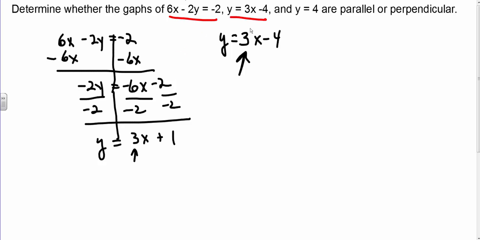Now let's find out about the last one. We've got y equals 4. Remember, it's y equals mx plus b. b is the 4, so we know the y-intercept of this one is 4. But what is the slope of this one? Since there's no x appearing there, that means that the slope is 0, because 0 times x is 0. So the slope of this one is 0. 0 is not the negative reciprocal of 3, so it's not perpendicular. And 0 is not 3, so it's not parallel. So these first two lines are parallel, and y equals 4 is just a line that intersects the other two lines.